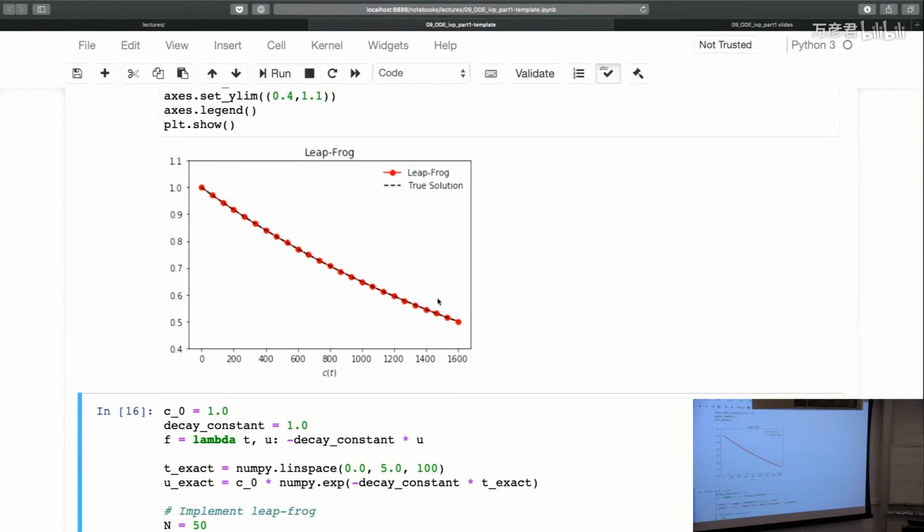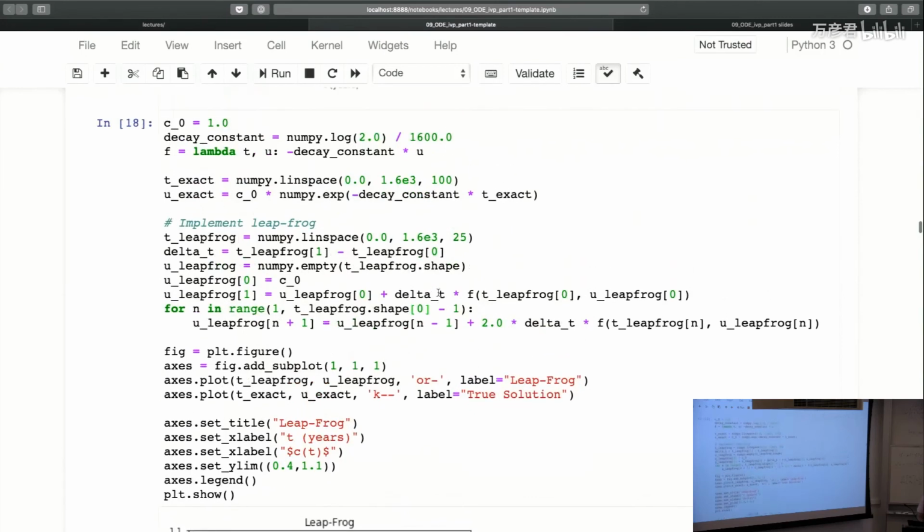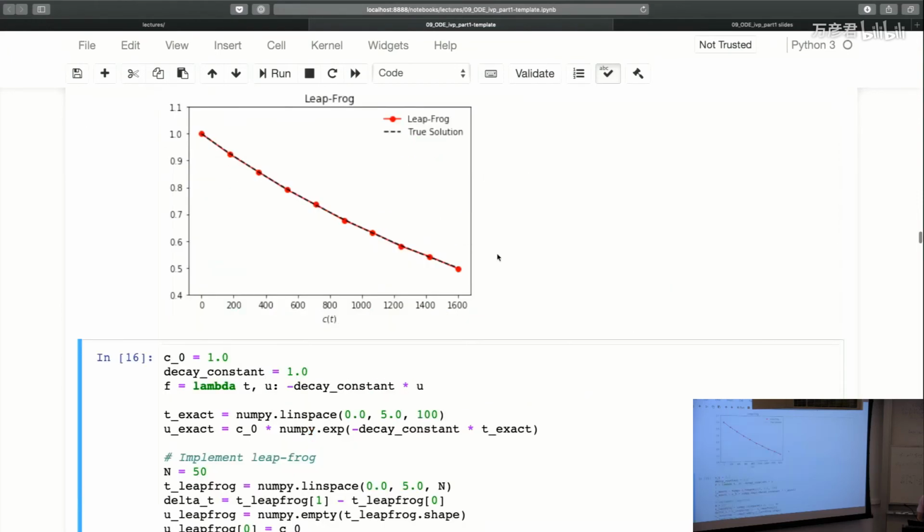Leapfrog. I mean, let's actually decrease the number of steps here. Oops, not that one. Leapfrog is pretty good. Not that there isn't any of this decay business going on. In fact, it's almost on top of the line.